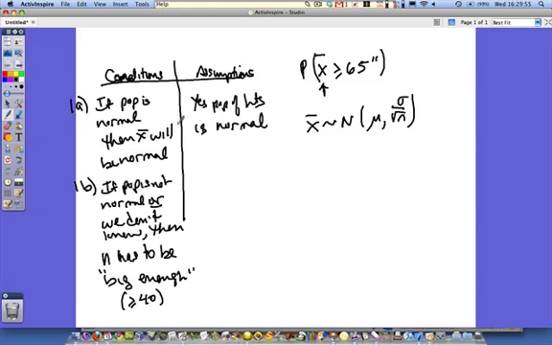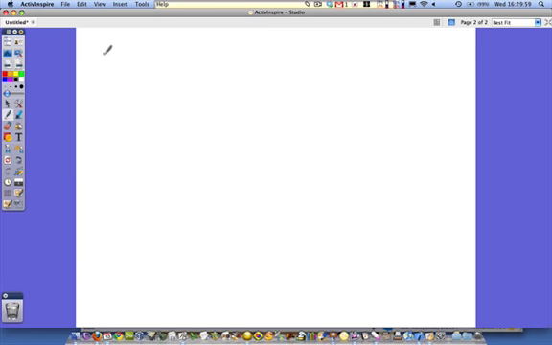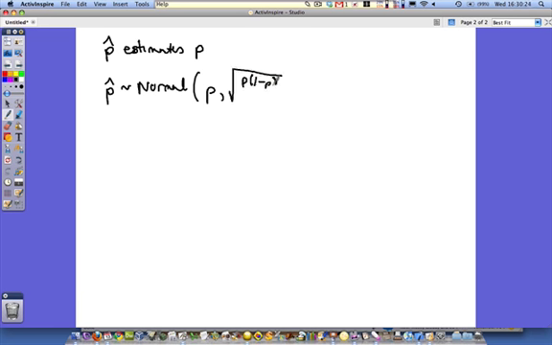Okay, so for part 2 we're going to take a look at p hat. That'll go quick. P hat estimates the population proportion, just like x bar estimates mu, the population mean. The distribution of p hat is normal. It has a mean of p and a standard deviation of the square root of p times 1 minus p over n.